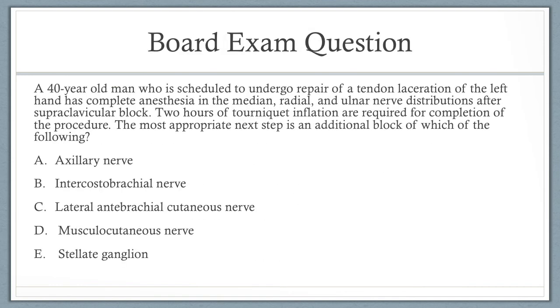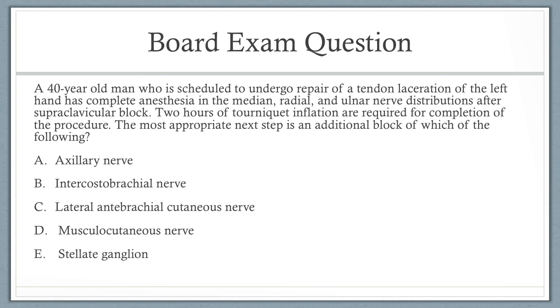Now here's a board exam question. A 40-year-old man who is scheduled to undergo repair of a tendon laceration of the left hand has complete anesthesia in the median, radial, and ulnar nerve distributions after supraclavicular block. Two hours of tourniquet inflation are required for completion of the procedure. The most appropriate next step is an additional block of which of the following?